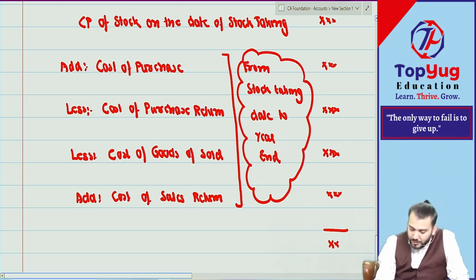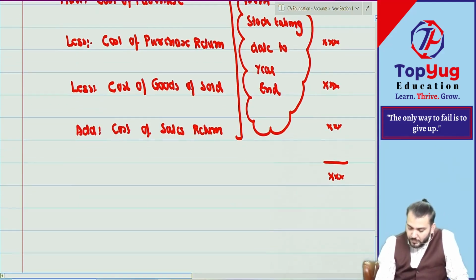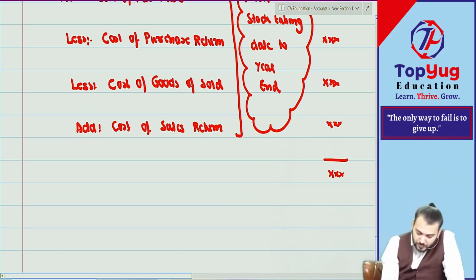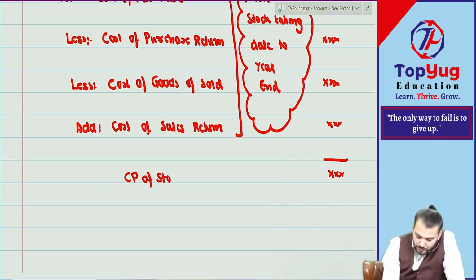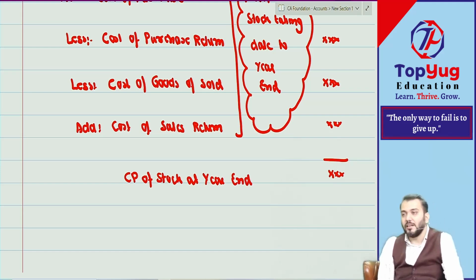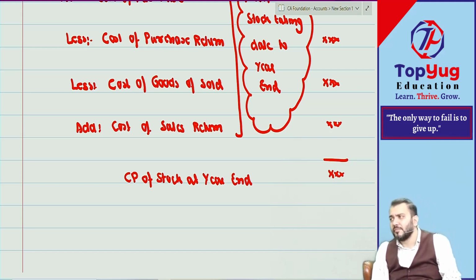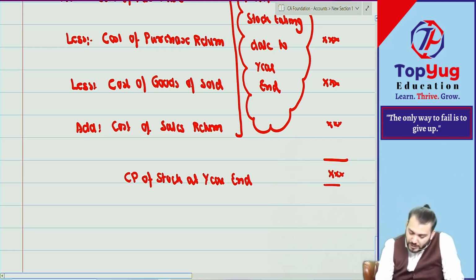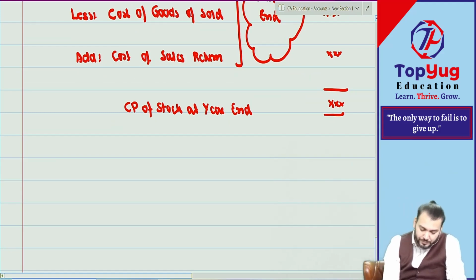So this becomes what? Cost price of stock at year end. At year end. This point, have you understood? Next point.